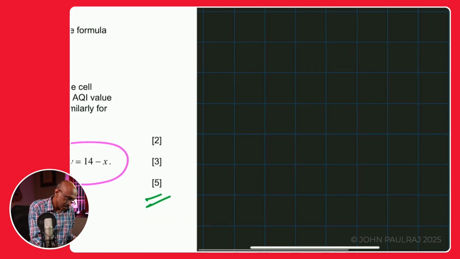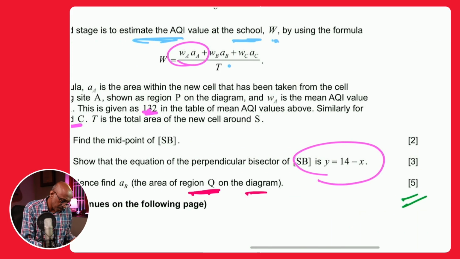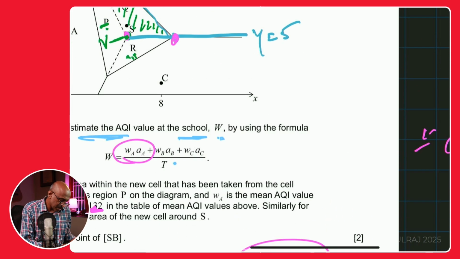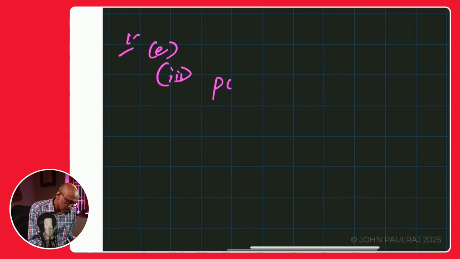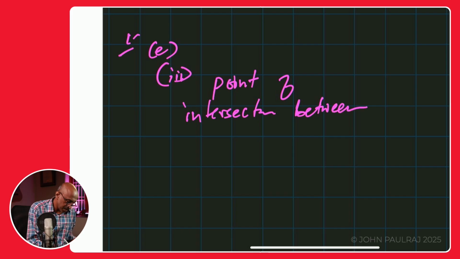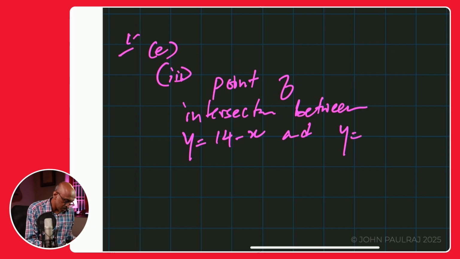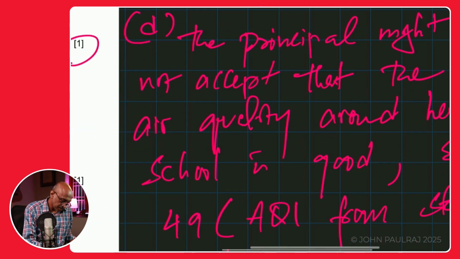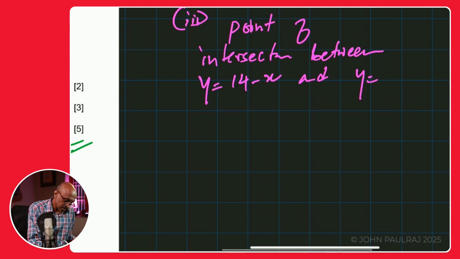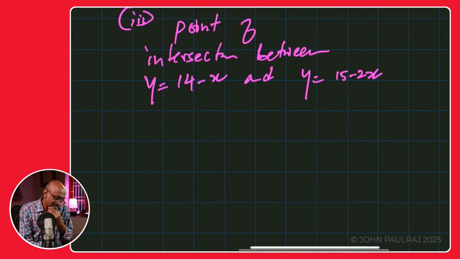1E, part 3. So we want to find the point of intersection between 14 minus x and this line. Let's just do that. We can write it down. Point of intersection between 14 minus x, which is y equals 14 minus x, and y equals, I think it is, 15 minus 2x, if I'm not mistaken. 15 minus 2x. And you know what, the best thing is using a calculator.